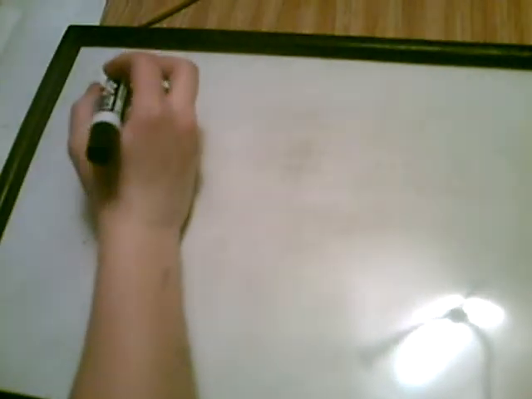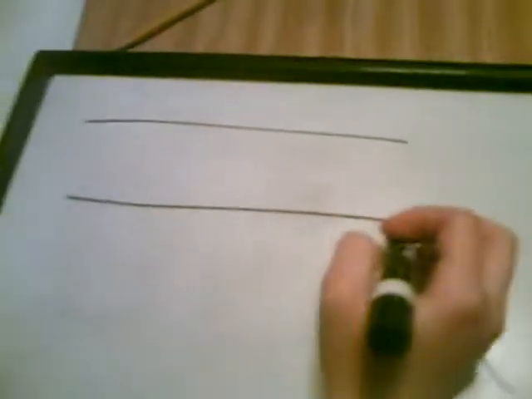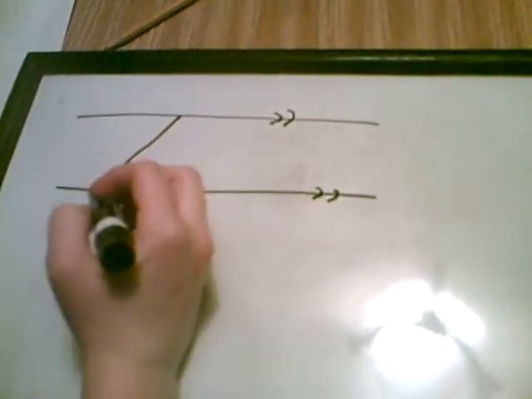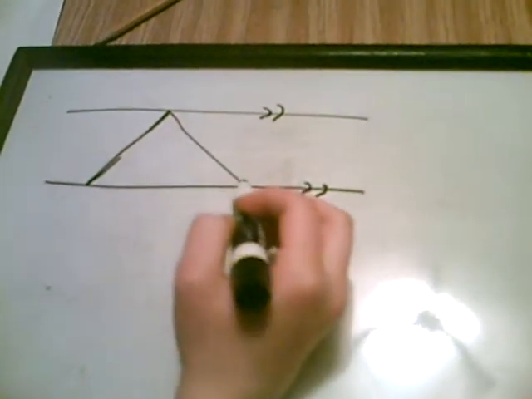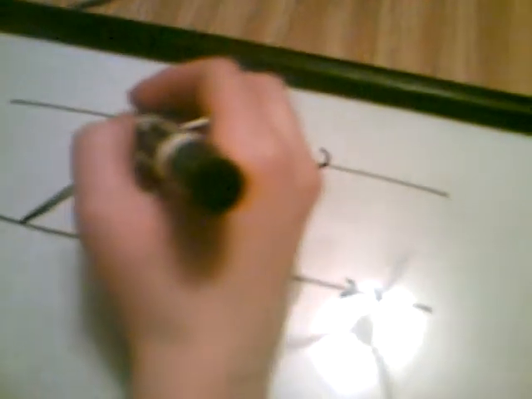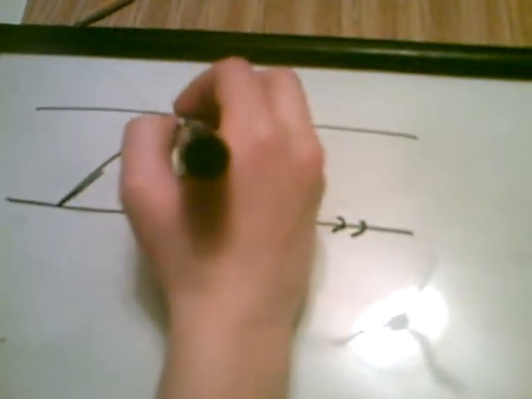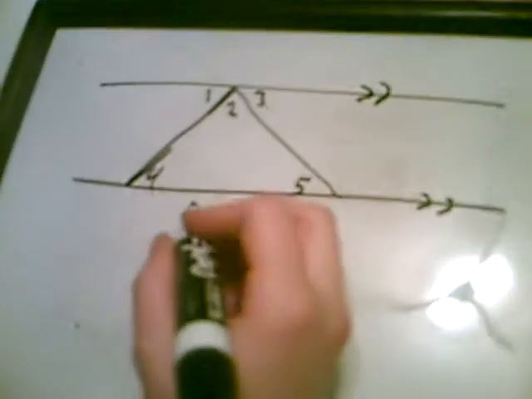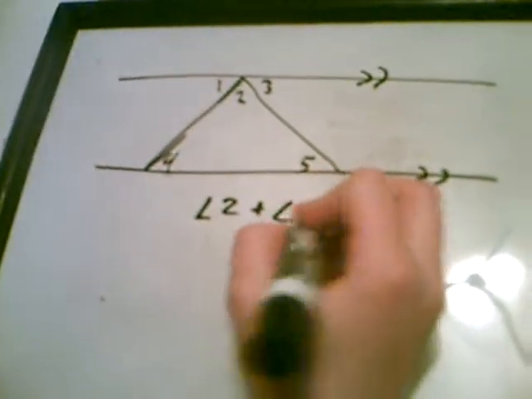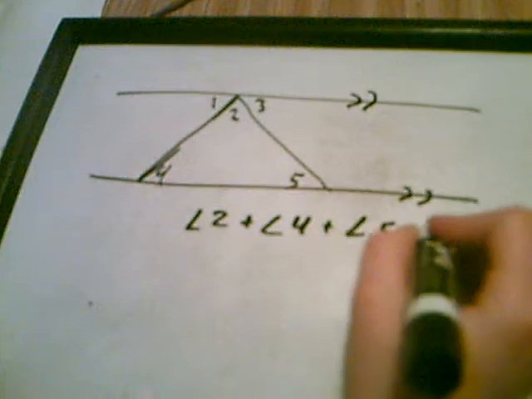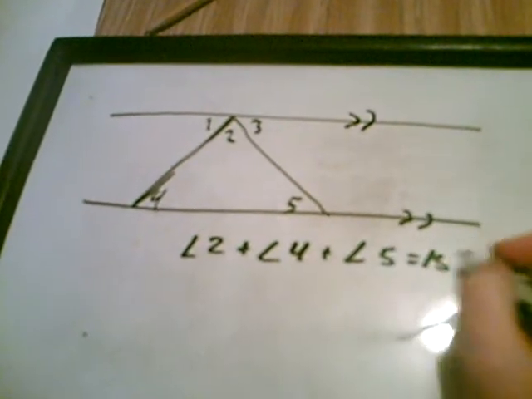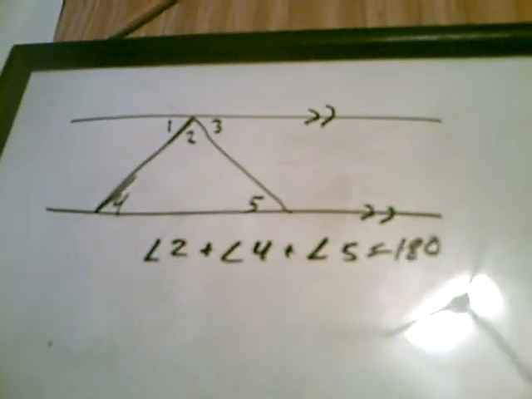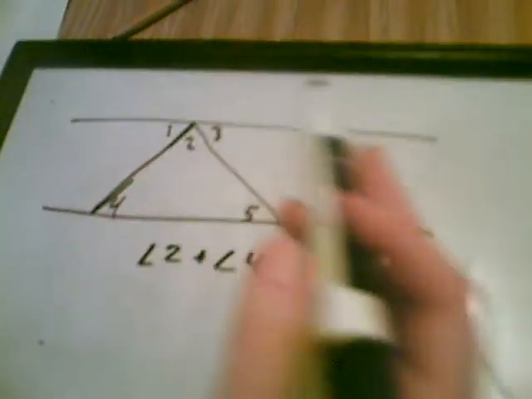So what we're going to do first is draw two parallel lines. See, these are parallel. And we're going to stick a triangle in here. So that's a triangle. Angle 1, 2, 3, 4, and 5. Now what we want to eventually prove is that angle 2 plus angle 4 plus angle 5 equals 180 degrees. And that would prove the triangle sum theorem, because the three angles of the triangle.